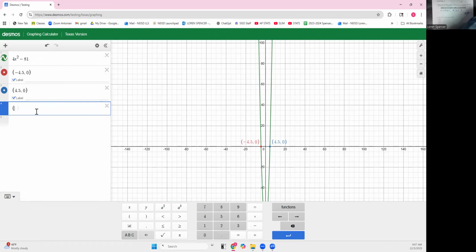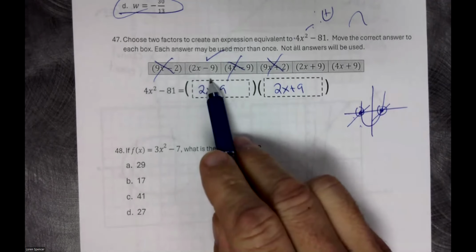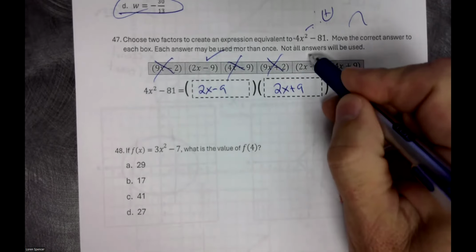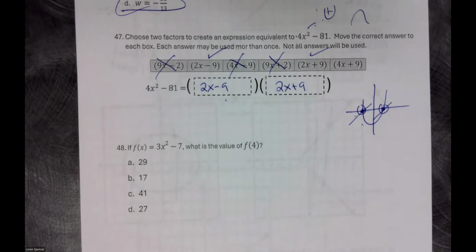I chose 2x minus 9, and I chose 2x plus 9. And sure enough, the black parabola just lay right on top of that green parabola perfectly. So those are my two correct factors. I know that 47 I have correct. So on 47, we found that 2x minus 9 and 2x plus 9 were our working, and when we plug these two in, they lay directly on top.